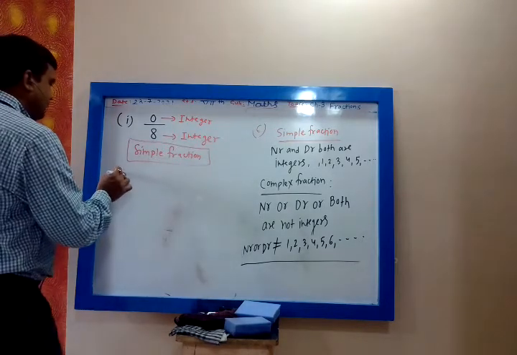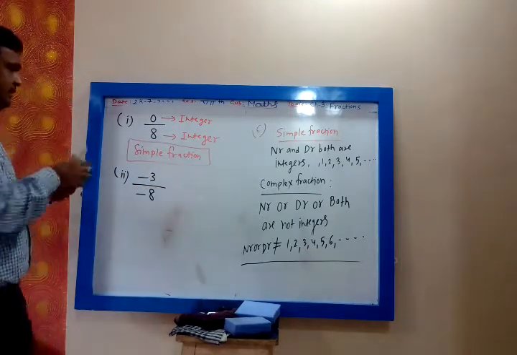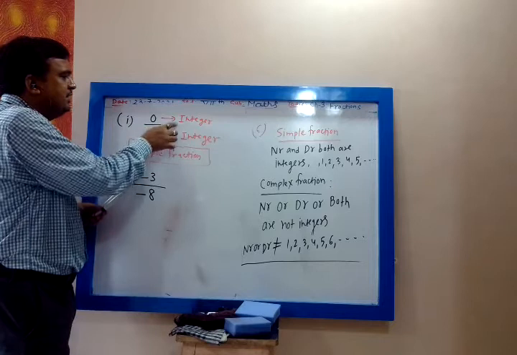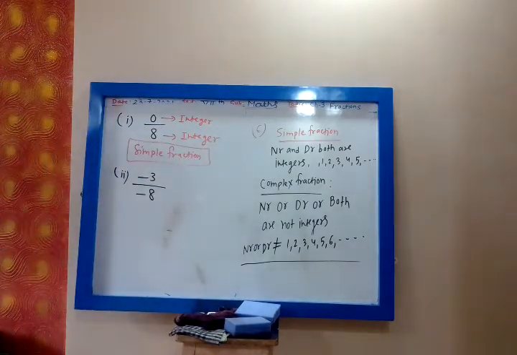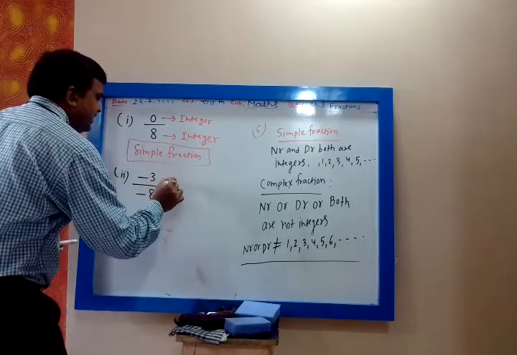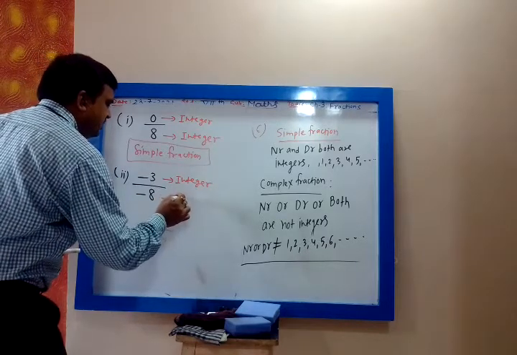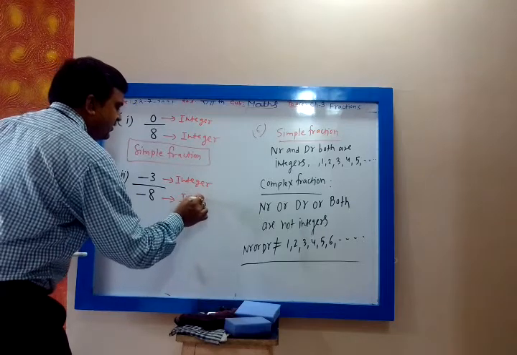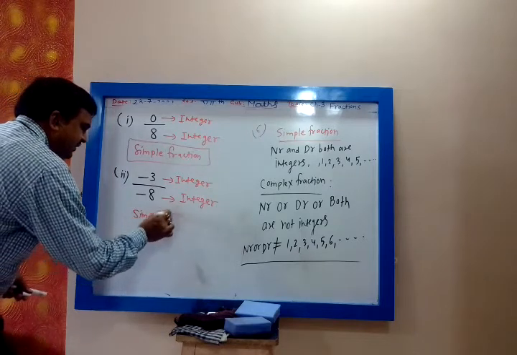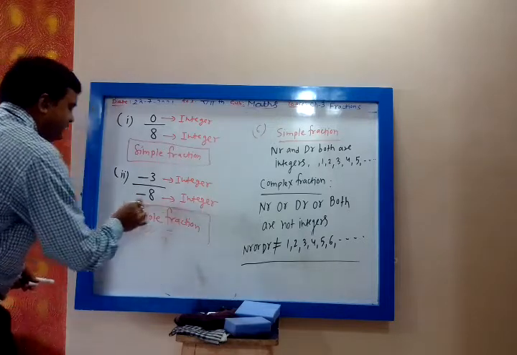Then minus 3 upon minus 8. What about minus 3 and minus 8? What is minus 3? Minus 3 is an integer, yes or no? Negative integer. What about minus 8? Minus 8 is also a negative integer. So when both are integers, then it is a simple fraction. So, my dear, it is minus 3 upon minus 8.